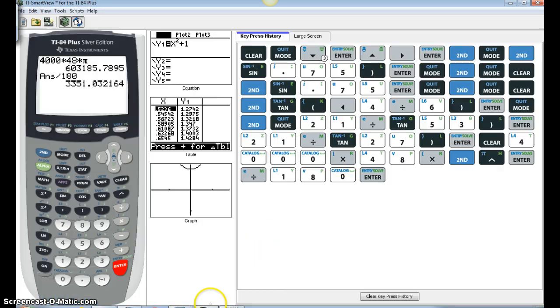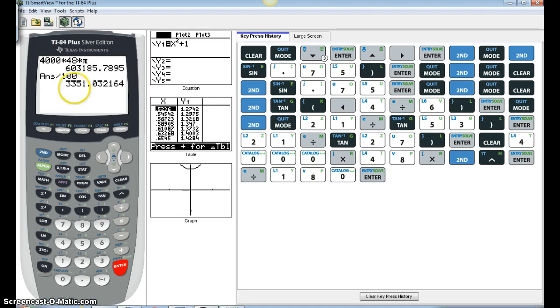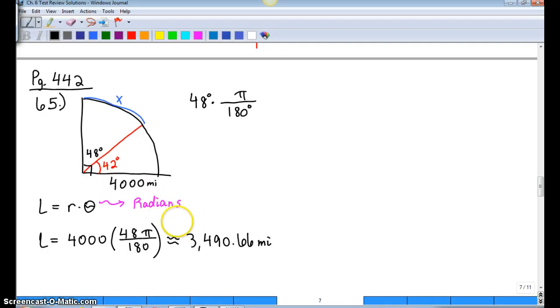Okay, so if you look at my calculations, 4,000 times 48 pi over 180, I got 3,351. I'm guessing that if you take that pi and round it, 48 times pi over 180, if you use the approximation of that answer and take it times 4,000, that's probably where they got the book answer of 3,490. So again, if I see an answer close to what my answer is, I'm going to be the teacher that looks at your work and sees if you did it right and checks to see where the rounding errors are occurring. So that right there is the answer for 65.